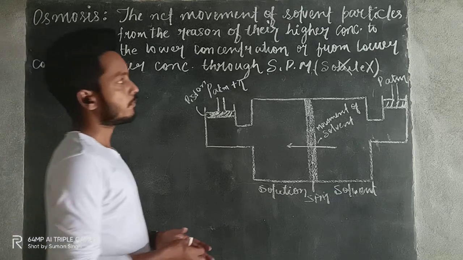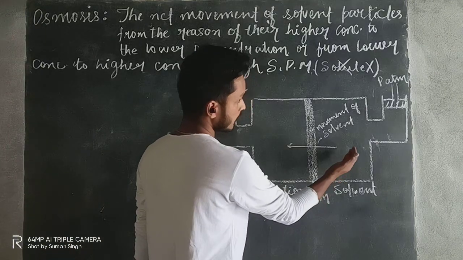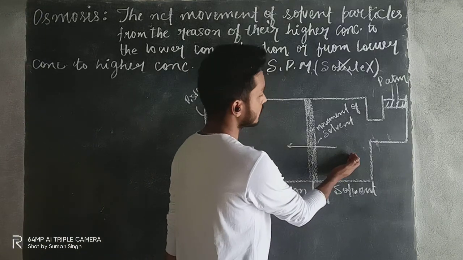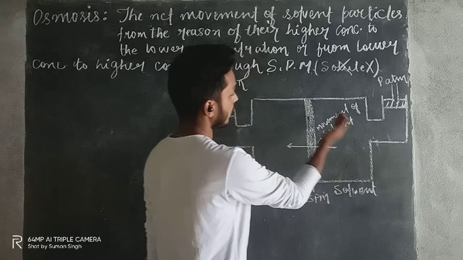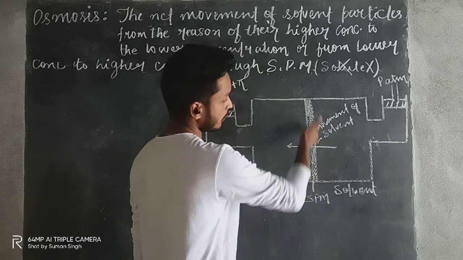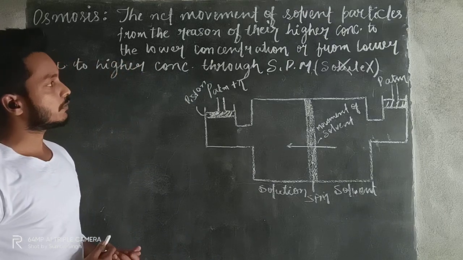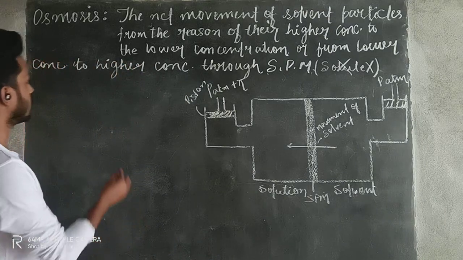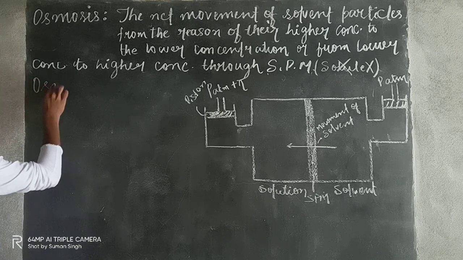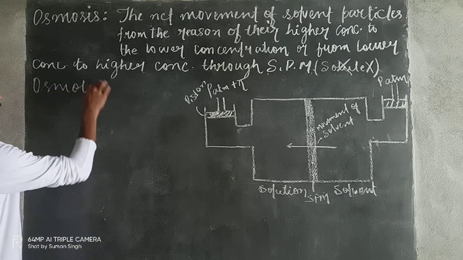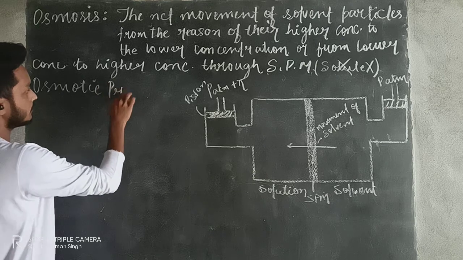It is the net movement of solvent particles from the region of lower concentration of the solution to the higher concentration of the solution through a semi-permeable membrane, which is called osmosis, right? So basically today we have to discuss osmotic pressure.